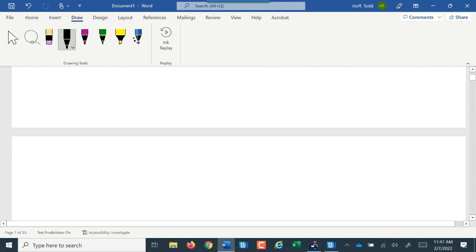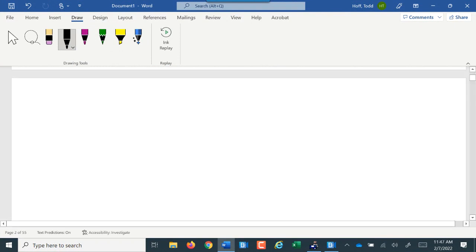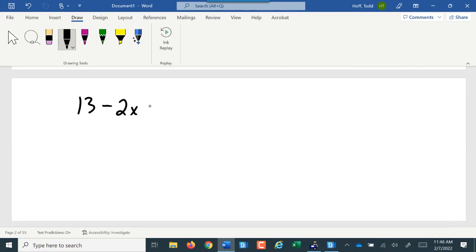Now, I realize most of you have been through algebra, so you've seen this before. So I'm going to go up through the progression kind of quickly to get to more difficult equations. Now, we might have something like 13 minus 2x equals 7.